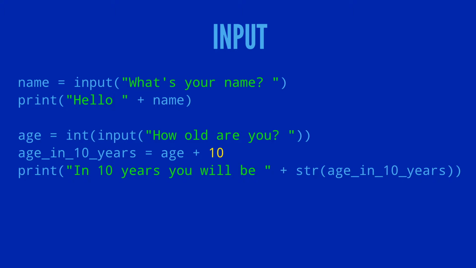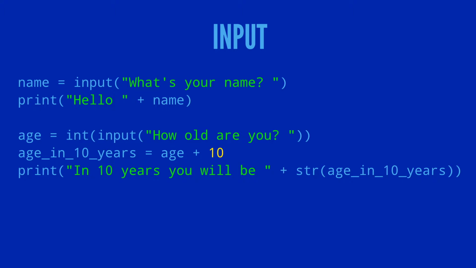Then we do a little bit of manipulation on that variable. So we say that this person in 10 years' time will be this age. And then finally, we print out the information and again, we cast it because you can't add an integer to a string. So you can't do that with concatenation. Therefore, on the very last line, we have to cast age in 10 years to become a string in order to concatenate it with the "in 10 years you will be" line.